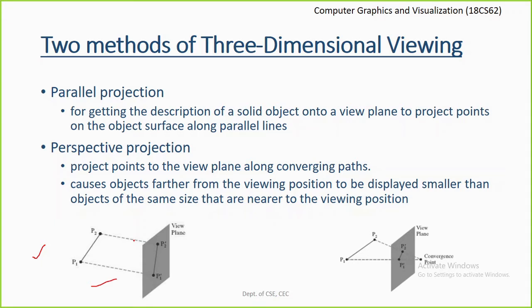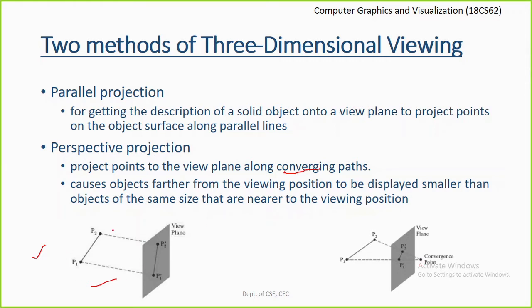The next type of method for 3D viewing is called a perspective projection. Now in perspective projection, it projects the points to a view plane along a converging path. That is very important. So here it projects the points onto a view plane along a convergent path, or the converging path. As you can see in this particular diagram, perspective projection causes the object farther from the viewing position to be displayed smaller than the objects of the same size that are nearer to the viewing position. As you can see here, the projections of these points P1 and P2 on this view plane is along the lines that are converging at this particular convergence point.